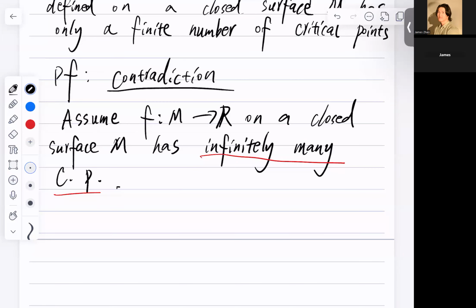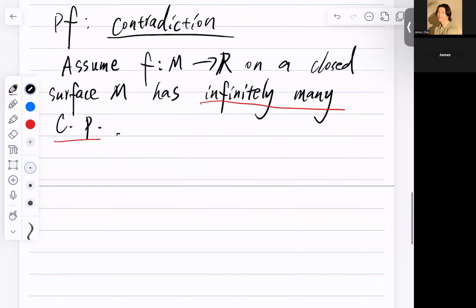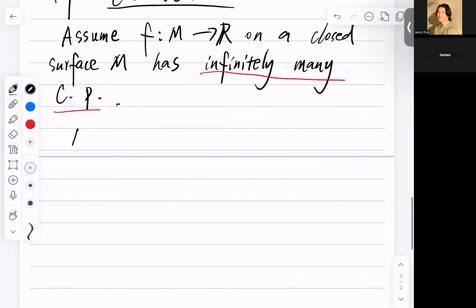Now we actually gain some information. We're assuming this to be true, so we can use this assumption to keep proving. And then we find something that contradicts our original statement. After we use these conditions, we reach our final conclusion that we have a contradiction. So let's start. First, we know M is a closed surface, so M is compact.